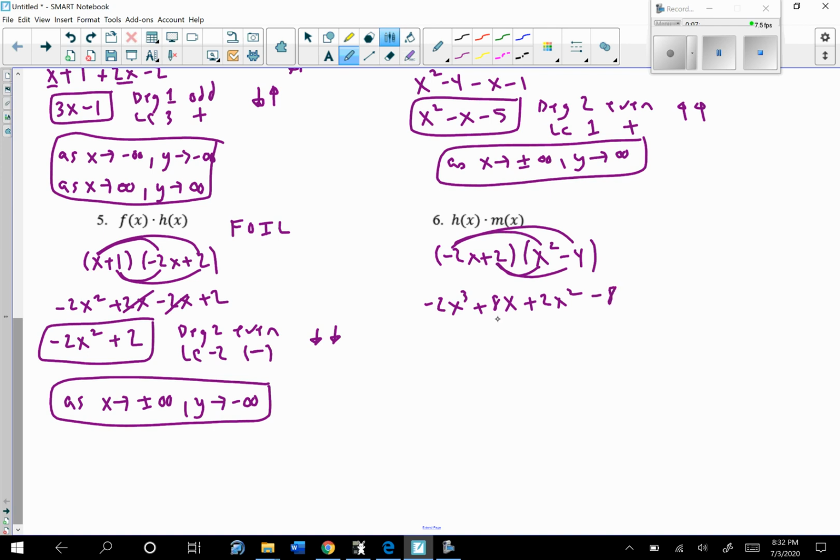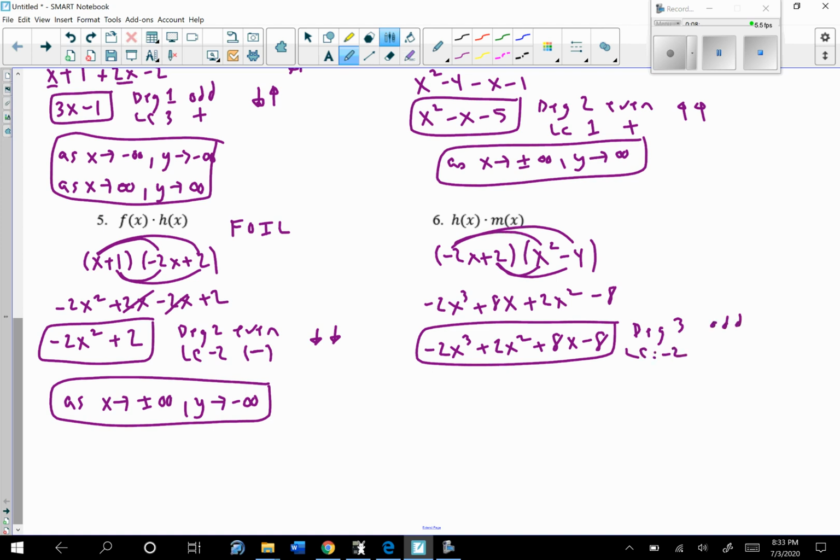Combine your like terms, which we don't have. We just need to write this in standard form. So negative 2x cubed plus 2x squared plus 8x minus 8. That's our standard form. And so the degree from the leading term is degree 3. And the leading coefficient is negative 2. So this is odd negative.